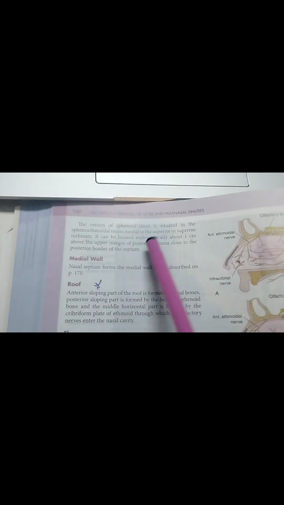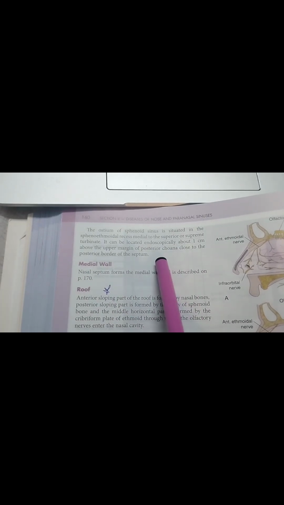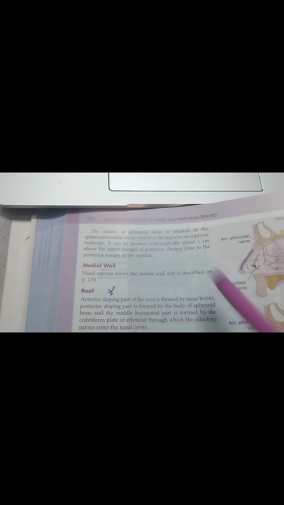The ostium of the sphenoid sinus is situated in the sphenoethmoidal recess, which is medial to the supreme turbinate or superior turbinate. It can be located endoscopically about 1 cm above the upper margin of the posterior choana, close to the posterior border of the septum.